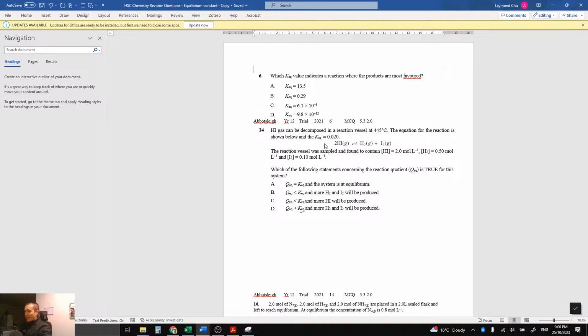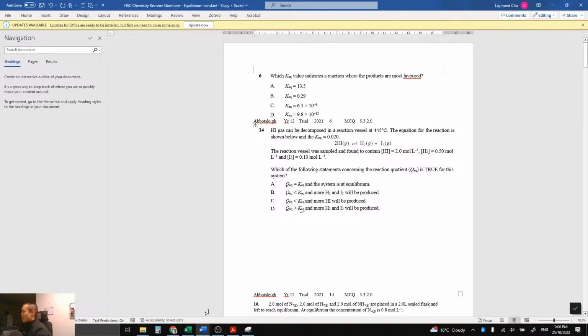I am going to run through this last streaming session for this year before your HSC exams, and this section is on equilibrium constants. I'll touch a little bit on Le Chatelier's principle, and then I'll also touch on acid dissociation constants as well as solubility constants, Ka values.